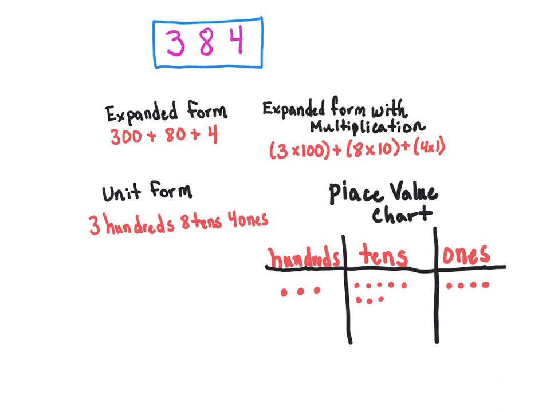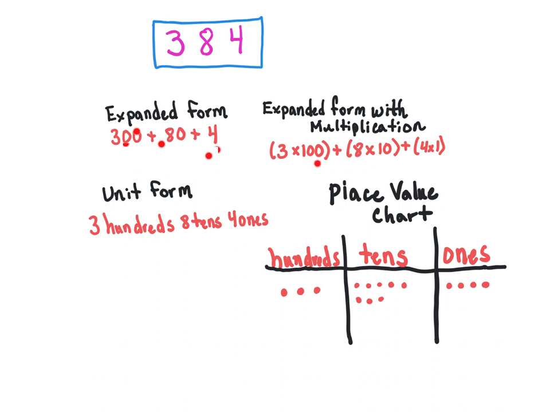384. Now, guys, we could show this by doing expanded form: 300 plus 80 plus 4. We break it up that way to show how many hundreds, how many tens, and how many ones. You can do the same thing with expanded form with multiplication.